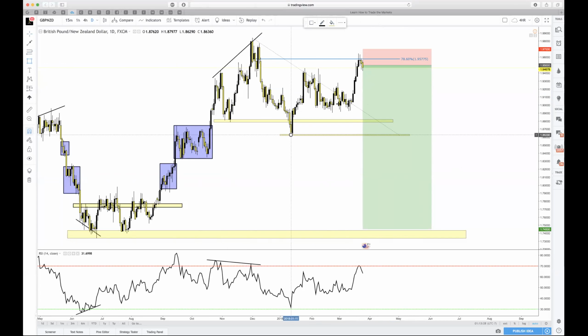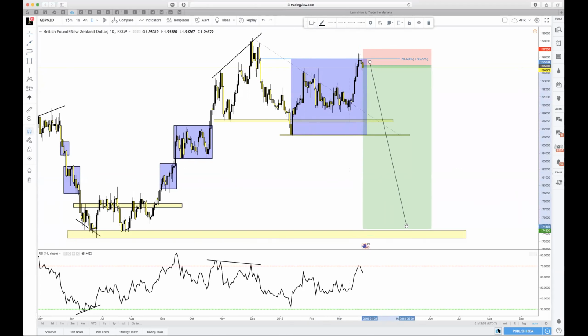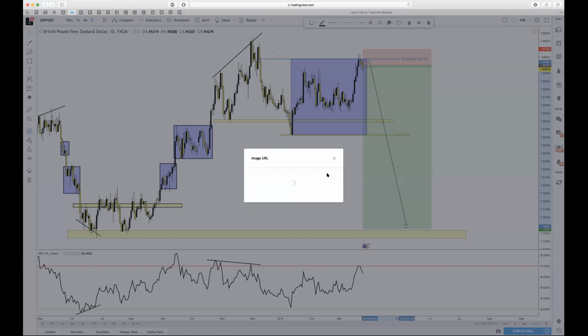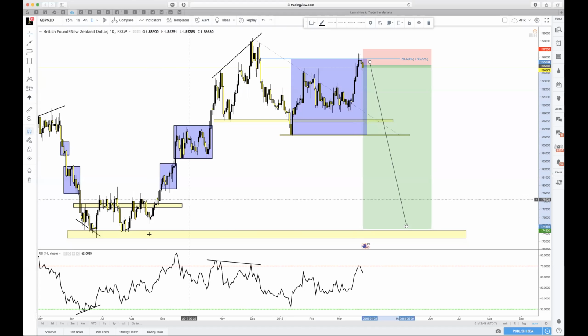So this is a level 1 right about here. And we're just going to let it play out. Okay? Now that's a sell again. Sell GBP/NZD, stop loss will be at 1.9700. Take profit.